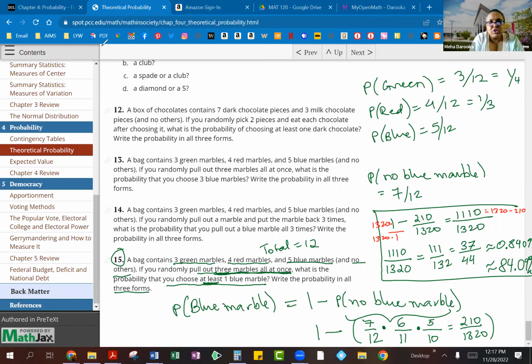So again, just to show you, whenever they are talking about that, at least, as part of your probability, you are using the complement of an event probability to figure that out. So that's kind of what you are breaking this down as. Okay, anybody have questions on this one here?